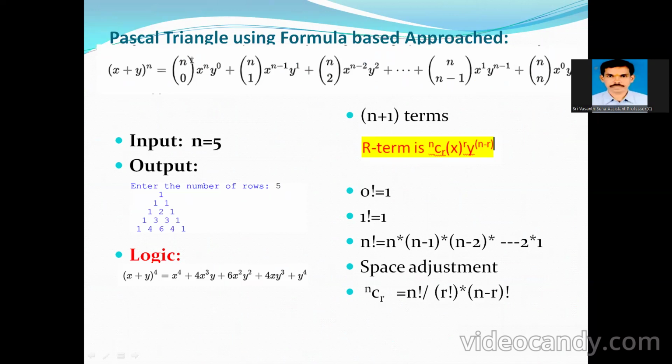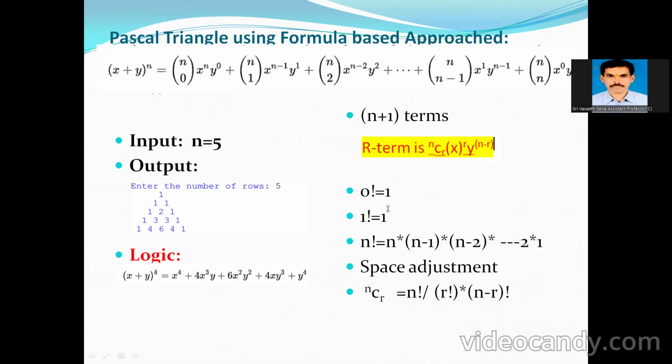So here we need to think about the coefficient. This nC0 value becomes 1, nC1 becomes n, nCr follows, and at the last term nCn, this value becomes 1. Here we are passing n value 5. The output is: enter the number of rows. Here it is 5, then 1, 1 1, 1 2 1, 1 3 3 1, 1 4 6 4 1.